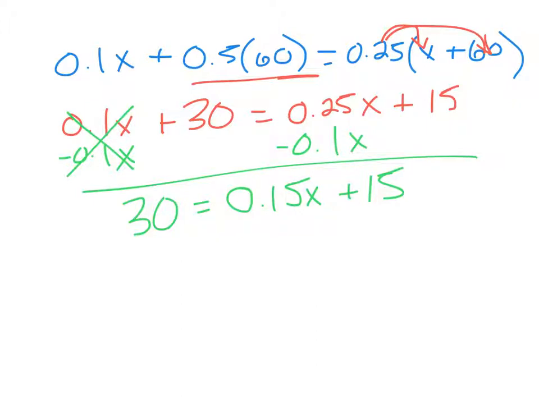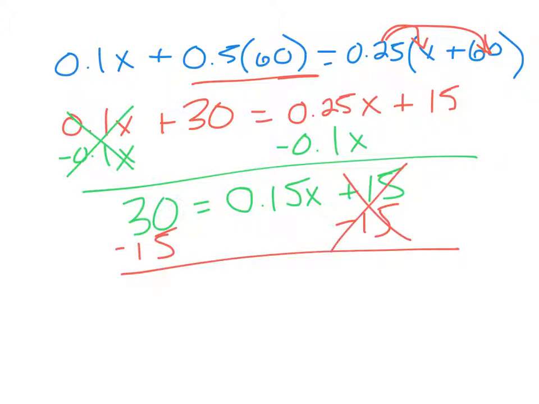Now I'm going to get rid of that 15. As we've done before, we want to get this x by itself, so I need to get rid of that 15 first. Since it's being added, I'm subtracting it from both sides. That will cancel it on the right, and on the left, 30 minus 15 gives me 15. So I'm left with 15 is equal to 0.15x.